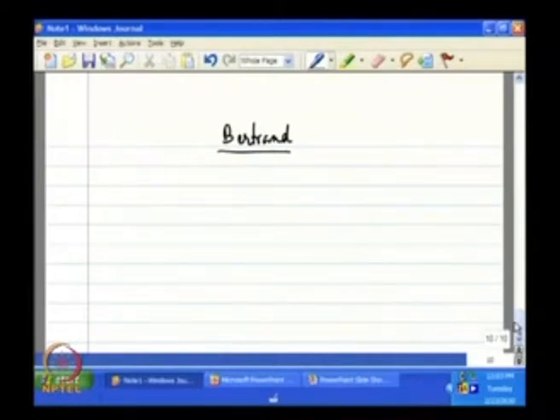So, this is the Bertrand model. To begin with, firms are there, they are setting prices.